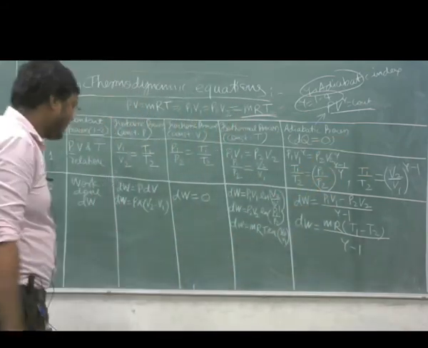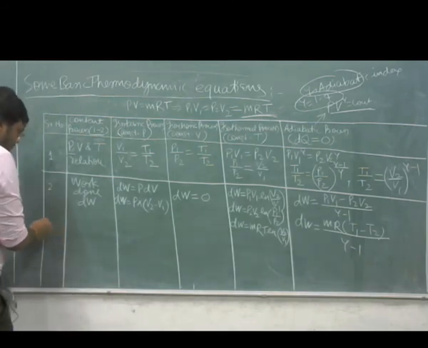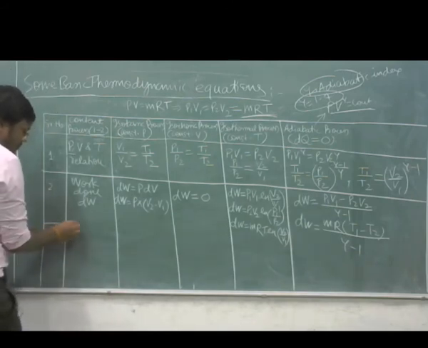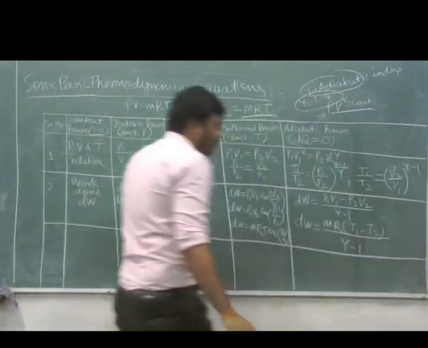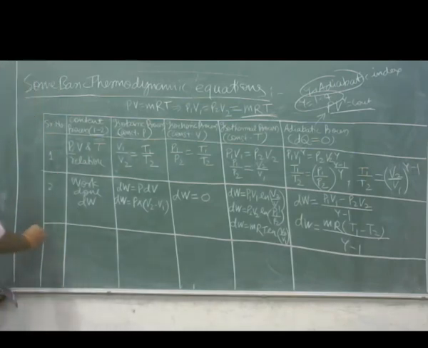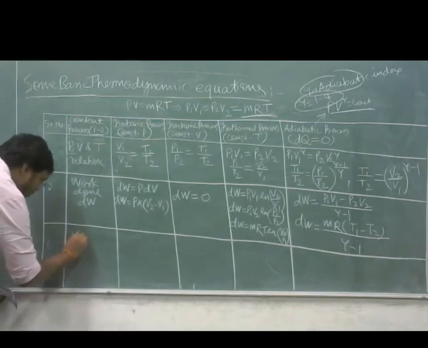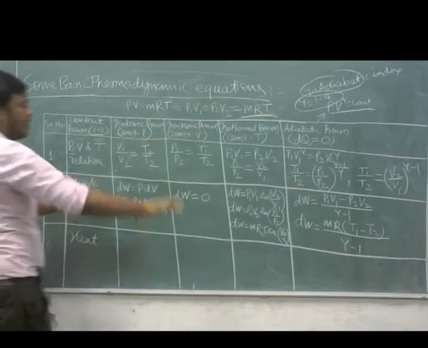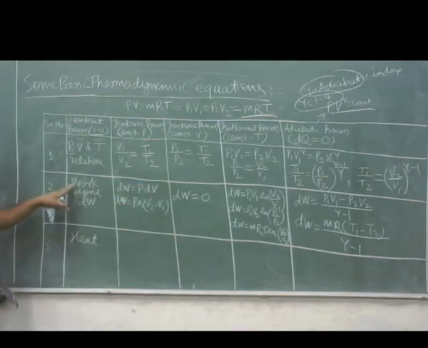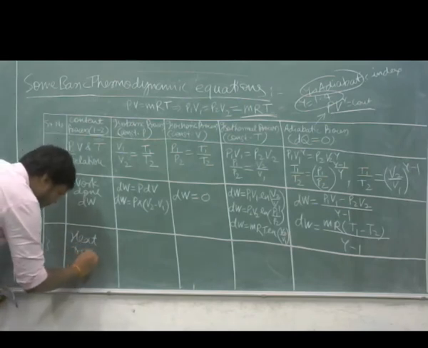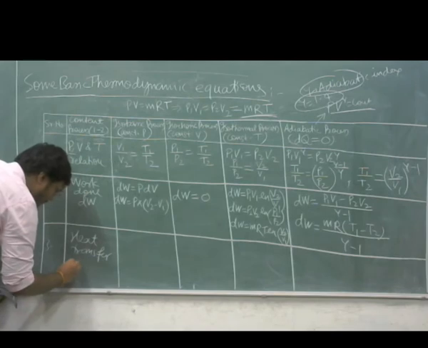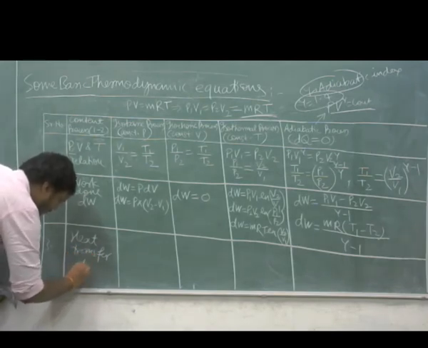In the last we are going to see the formula for heat transfer. All these formulas are for work done or work transfer. Now we are going to see the formula for heat transfer, which is represented by dq.